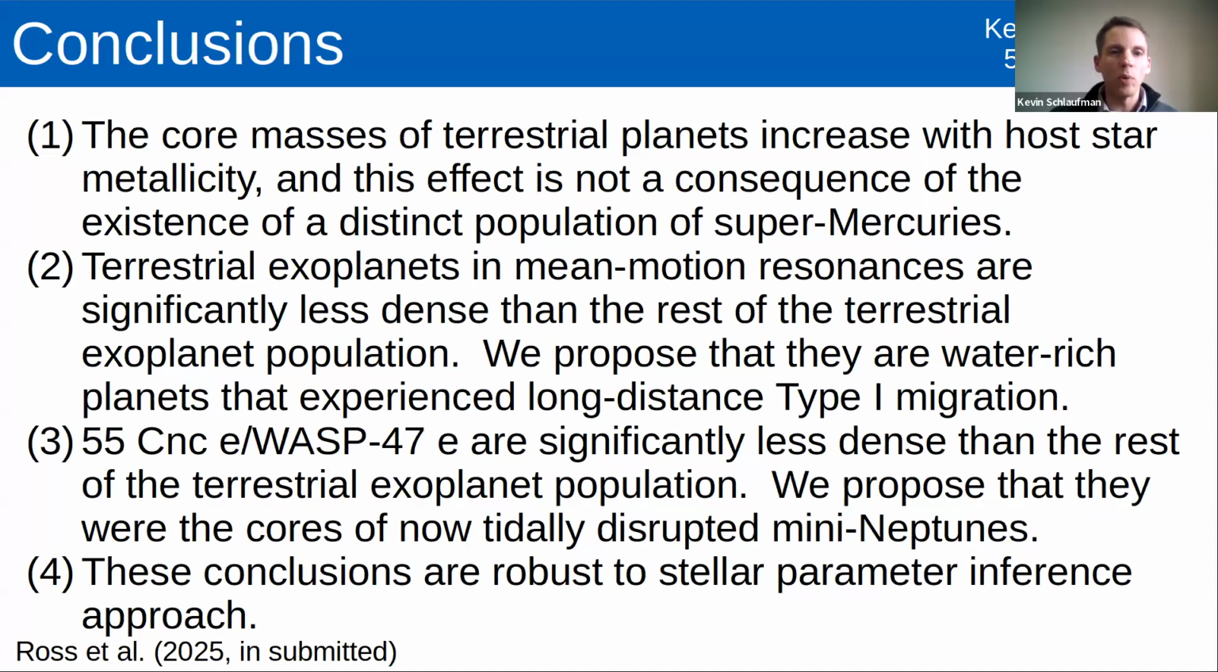Again, 55 Cancri e and WASP 47e are significantly less dense than the rest of the exoplanet population, and we argue that they are the cores of now tidally disrupted mini-Neptunes. Thank you. I'll take questions.